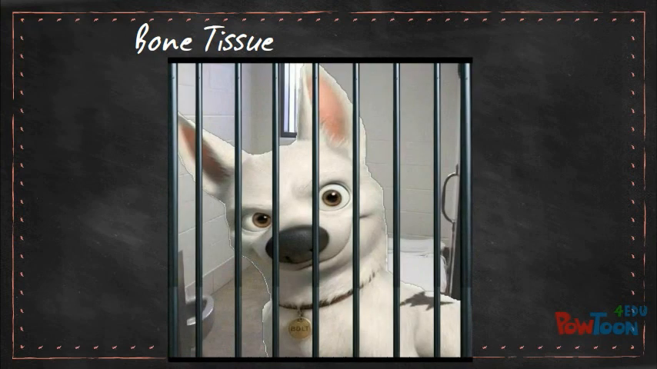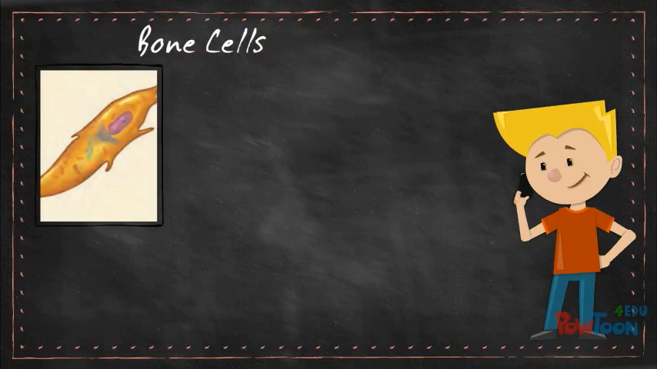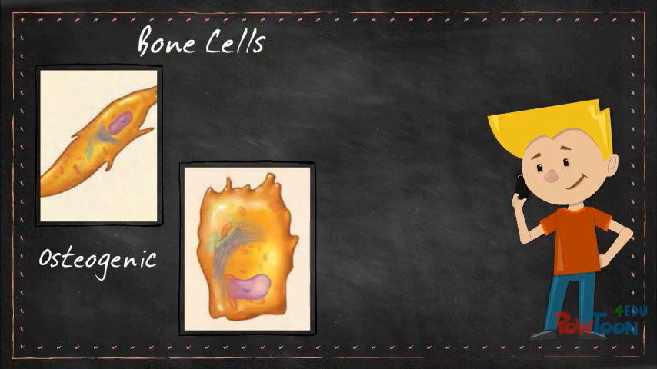Why, through their cells, of course. 5 different types of cells. We have osteogenic cells, which are stem cells or bone precursor cells. They can become any type of bone cell.